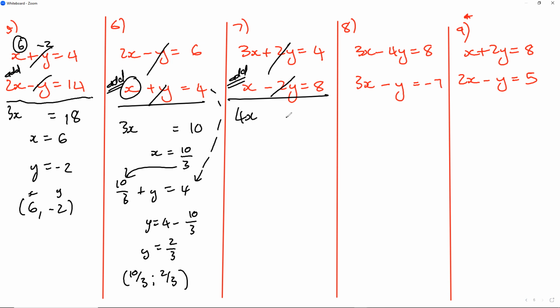For the next one, I'm going to add, and so that will become 4x. That will cancel out. And then 4 plus 8 gets me 12. I'm going to divide by 4 on both sides. X will become 3. And so now I'm going to substitute 3 back into the easier equation.